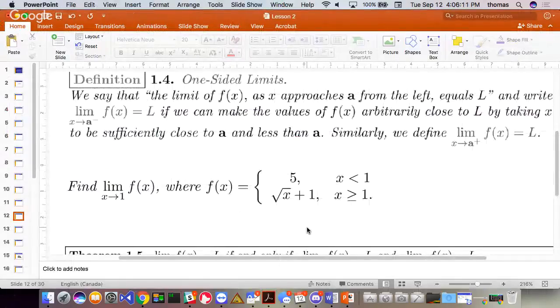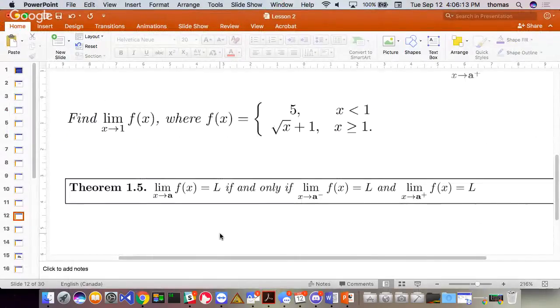So here's the theorem. The limit of f of x as x approaches a is equal to L, whatever that limit is, if and only if, IFF, that's a short way of writing it in math, the limit of f of x as x approaches a from the left exists, and the limit of f of x as x approaches a from the right also exists. That's the only way that this can exist, right? That's a great little test, right?